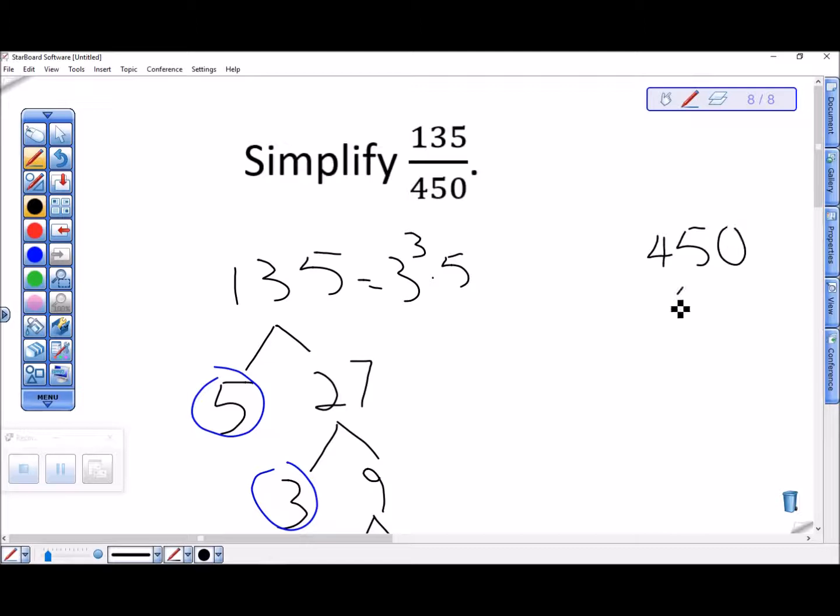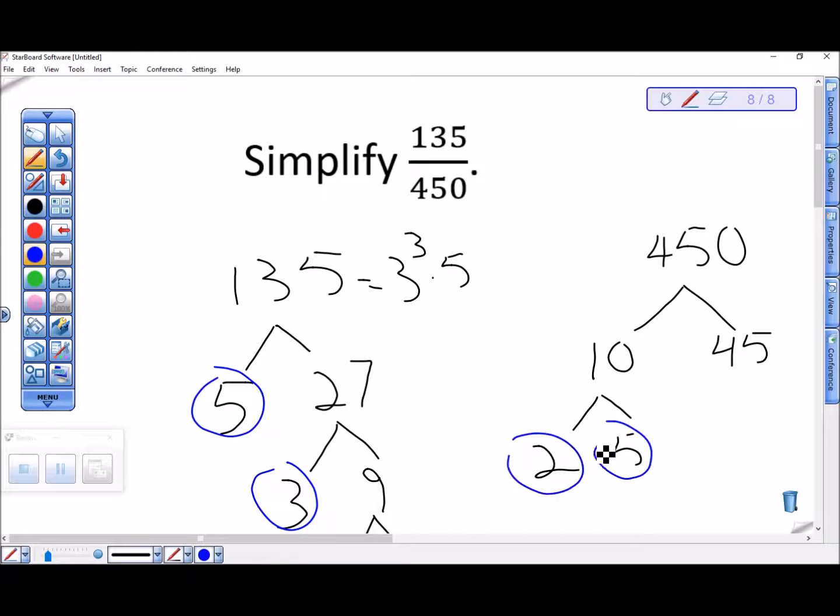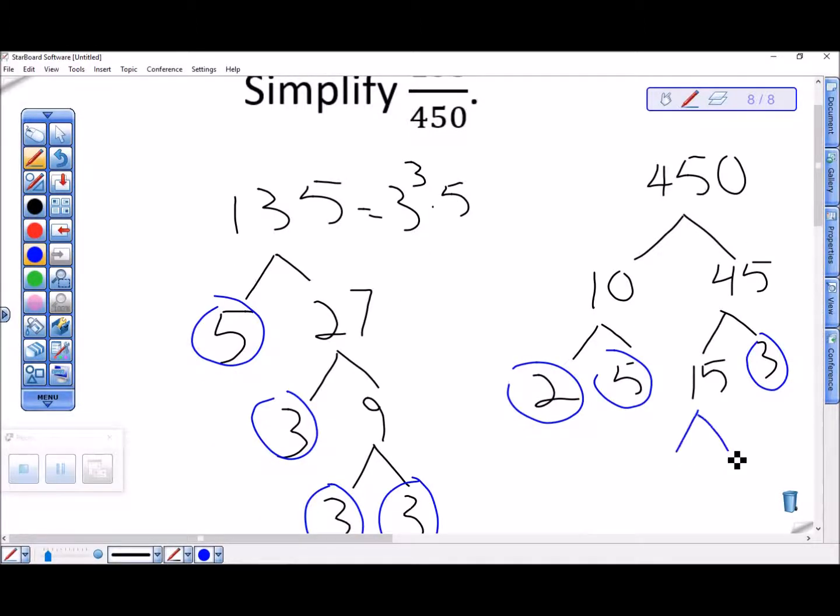450. It's kind of a large number, but I know it's divisible by 10. And I think it's 10 times 45. 10 is 2 and 5. 45 is 15 and 3. And 15 is 3 and 5.